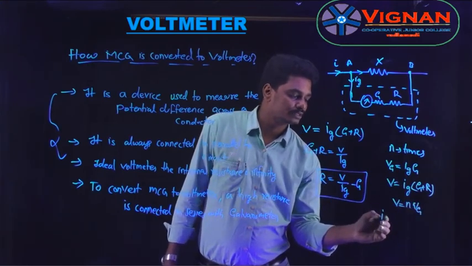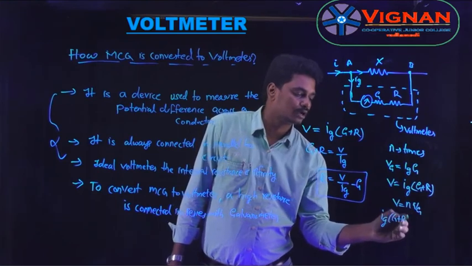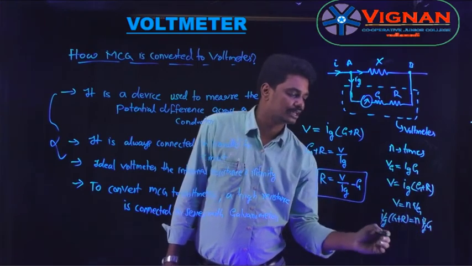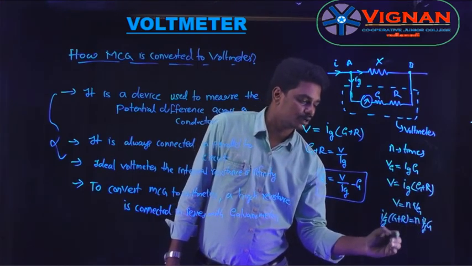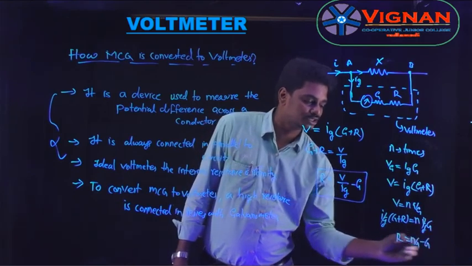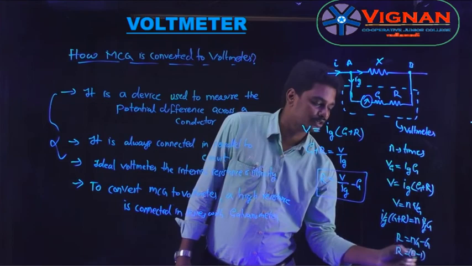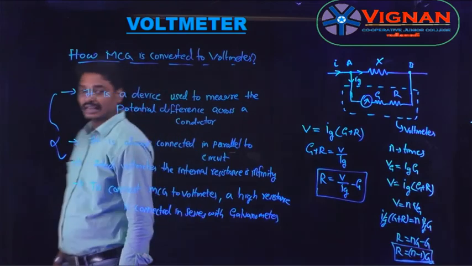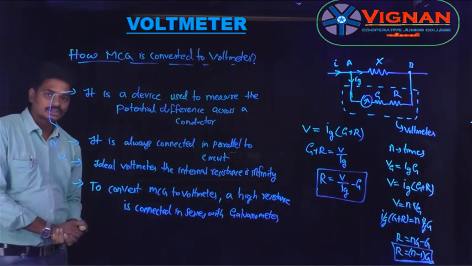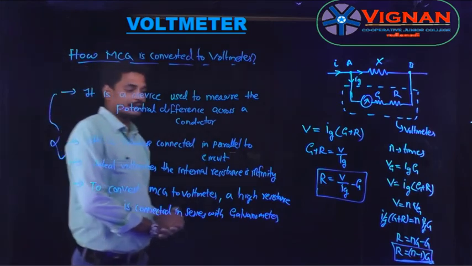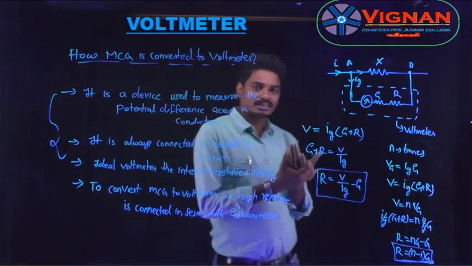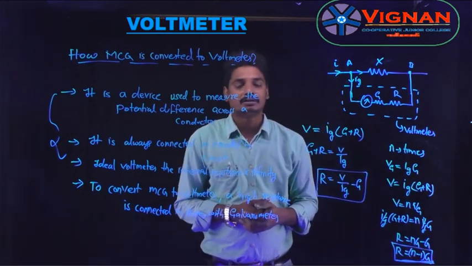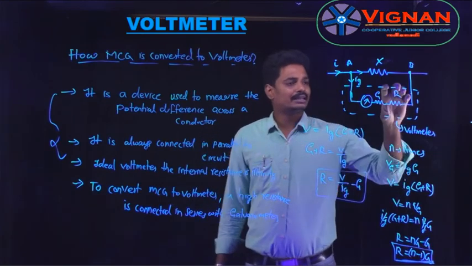Therefore, V is nothing but Ig into G plus R, which is equal to n into Vg, that is n into Ig into G. Here Ig gets cancelled, so G plus R is equal to nG, or R is equal to (n minus 1) into G. So to increase the range of the galvanometer to measure the potential difference across the circuit by n times, we need to connect a high resistance whose value is given by (n minus 1) into G.